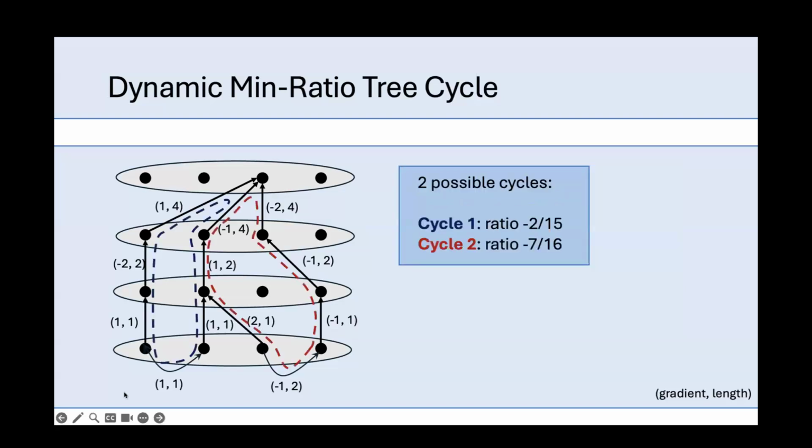Well, there would be two query edges down here, and one of them forms the red cycle, the other one forms the blue cycle, and you can quite easily sum up the lengths and the gradients and see that cycle 2 is much better than cycle 1 and achieves ratio even better than -1/2. Notice that this tree is structured and that the depth is very low and the lengths only increase over the height of the tree. This is no accident of this example. This is a general property that our dynamic min ratio tree cycle problem will have.